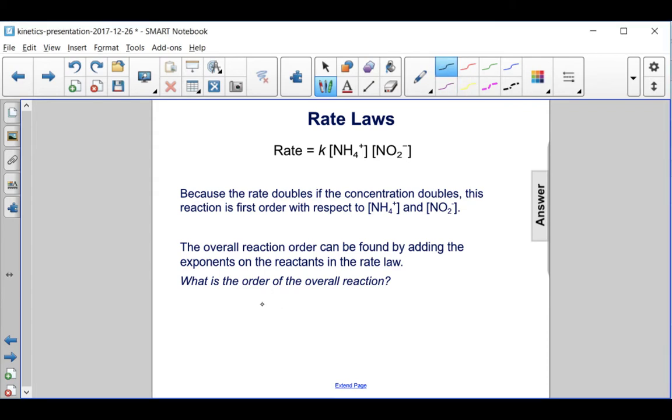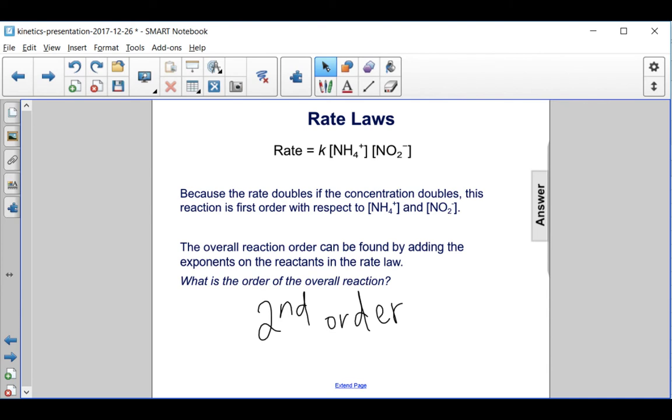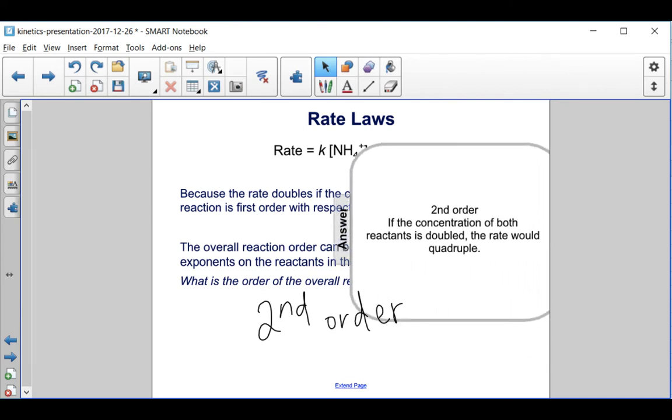So we say that this reaction is second order. Overall, a second order reaction. What that means is if I doubled the concentration of both reactants, then the rate would quadruple.